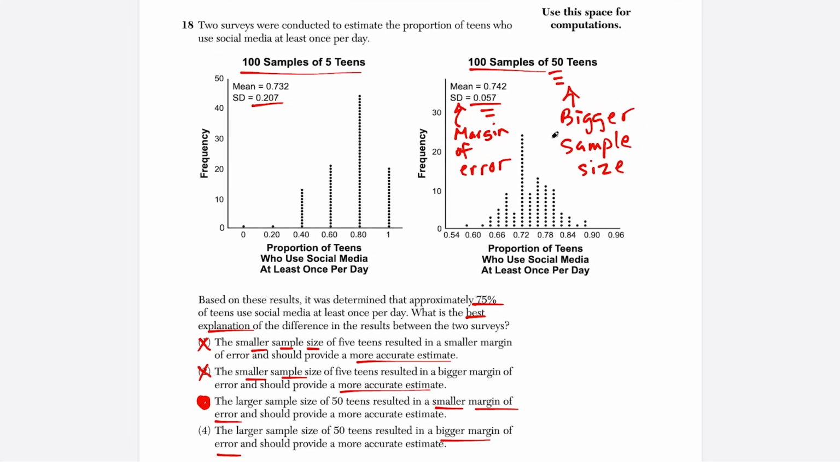Once again, the big idea is that the bigger the sample size, the more accurate your survey is going to be, and the standard deviation should shrink if you have a bigger sample size. It's going to give you a better idea, in this case, of the proportion of teens who use social media at least once per day.